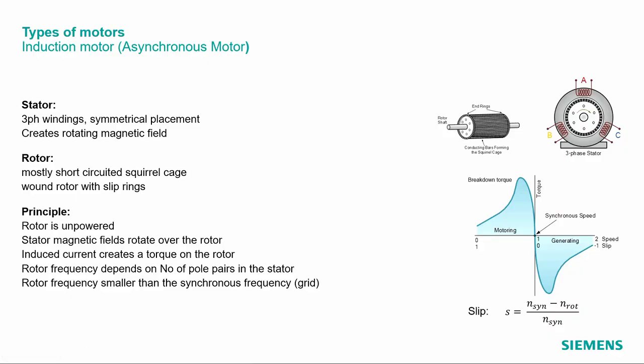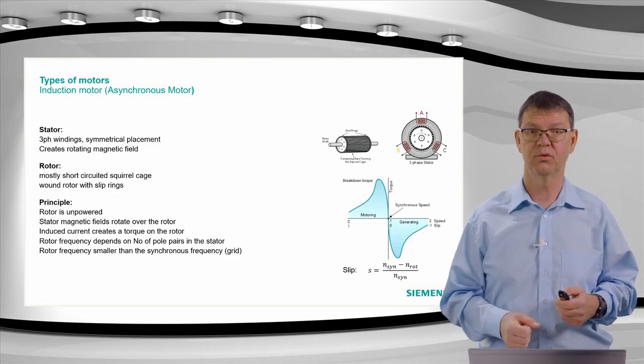We often encounter one value which is called the slip. The slip, as you see in the formula, is the synchronous speed minus the rotor speed, divided by the synchronous speed. And you see when the motor is at standstill, then the rotor speed is 0, and the slip is 1. And if the rotor is running at the synchronous speed, then the numerator is 0, so the slip is 0. And in case of a generator, the slip is negative.